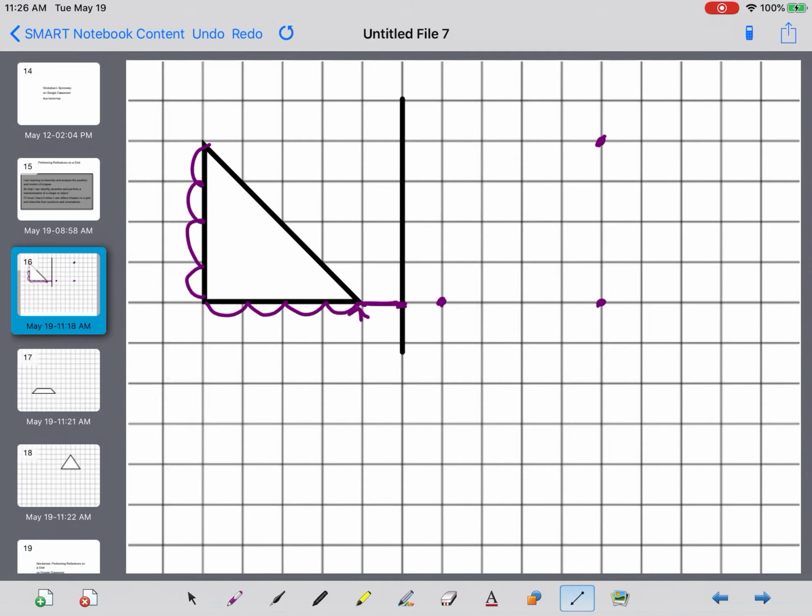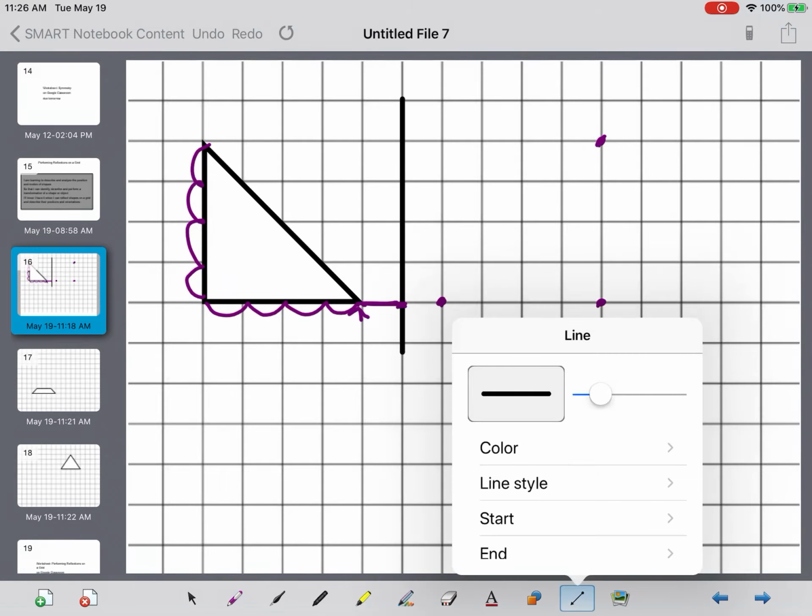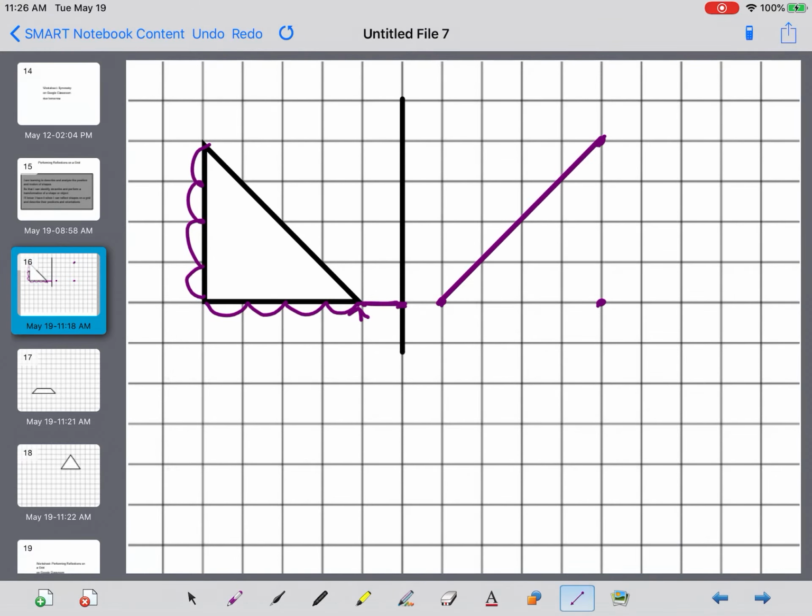And then all I have to do is just fill that in with a straight line. Okay, so I'm going to use a purple line. I'm going to fill the points in just like this. Oh, that one was a little bit off. There we go. And now I have reflected the original shape.